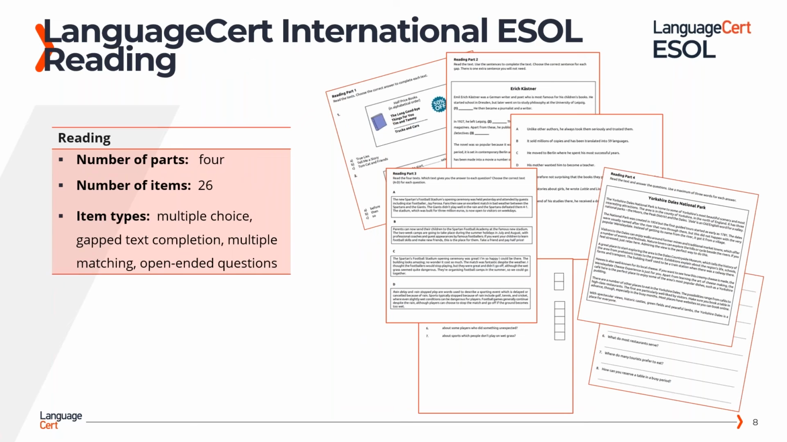Switching to the reading section of the exam now, it consists of 4 parts and 26 items. Candidates are presented with multiple-choice questions, gapped text completion questions, multiple matching questions, and open-ended questions. Let's now get into more detail.